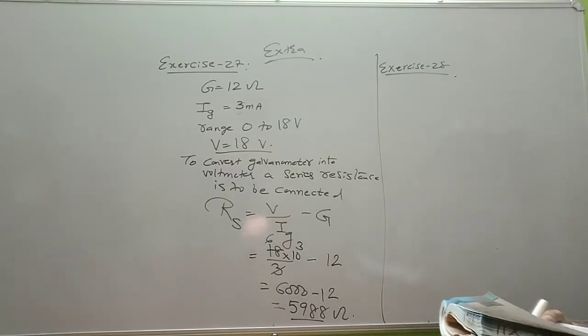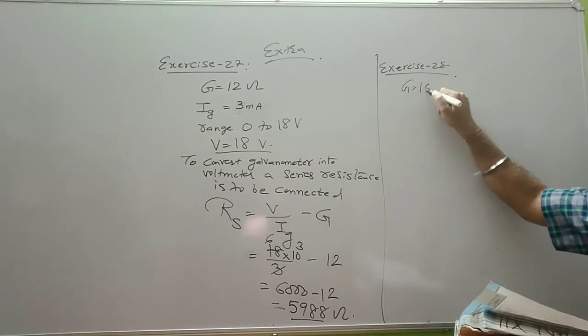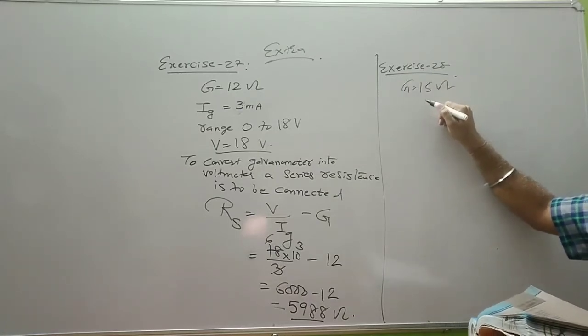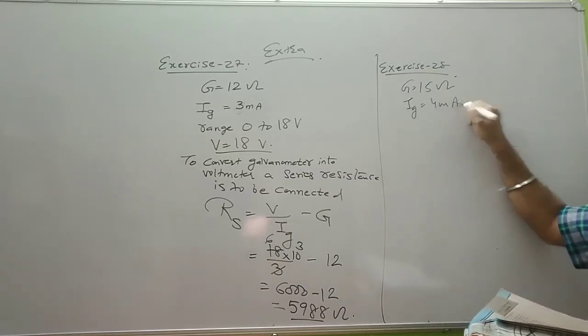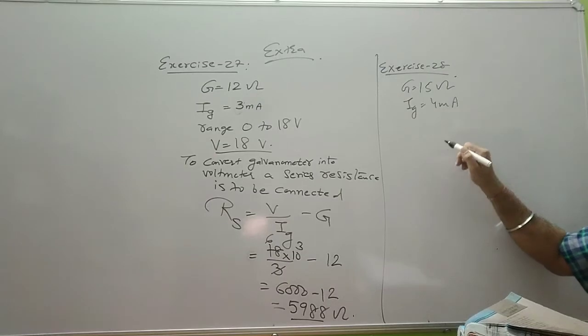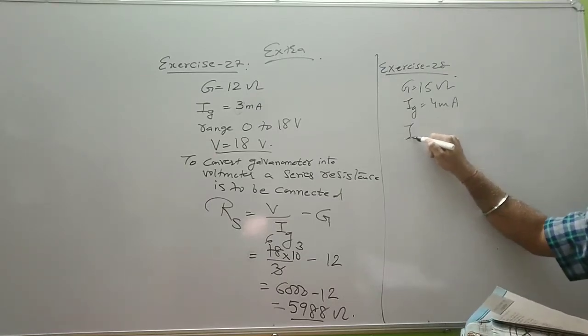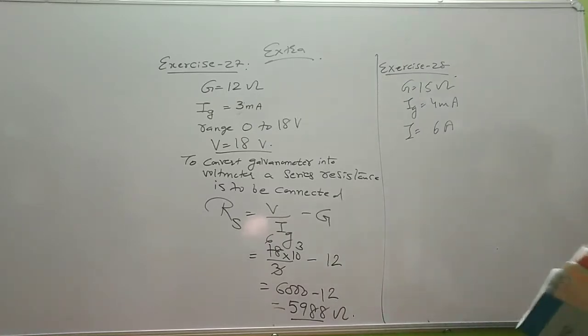28. A galvanometer coil has a resistance of 15 ohms, and the meter shows full scale deflection, so Ig is equal to 4 milliampere current capacity. I have to convert this into an ammeter so that it can measure up to 6 ampere. I have to increase its range from 4 milliampere to 6 ampere.